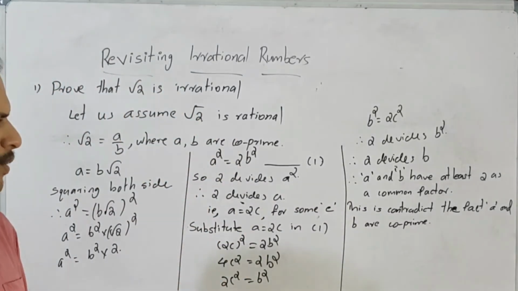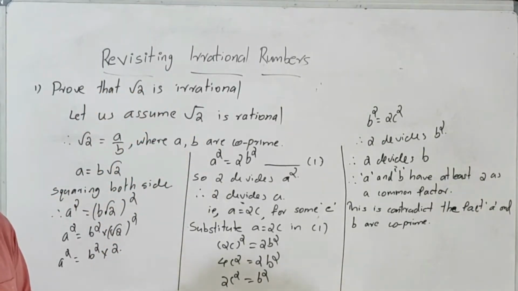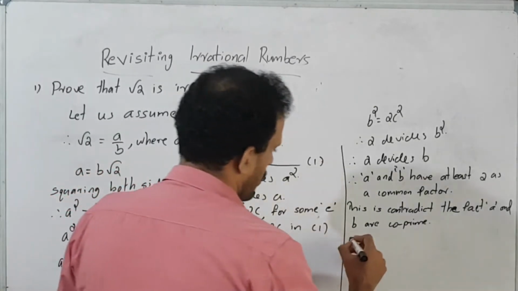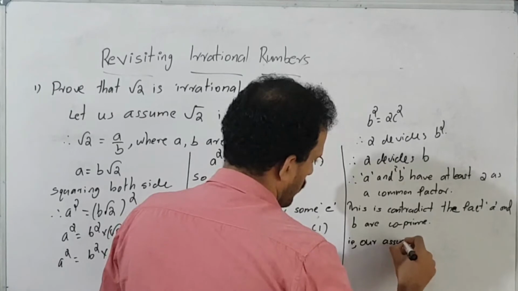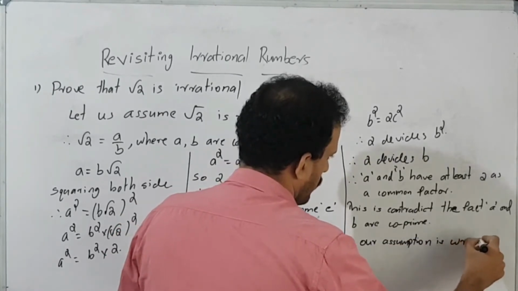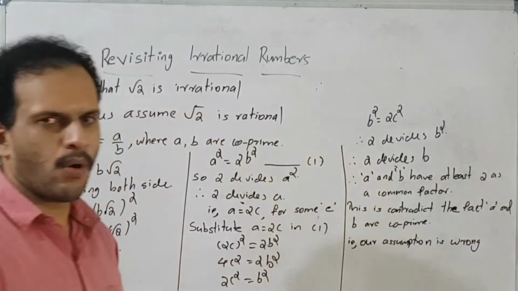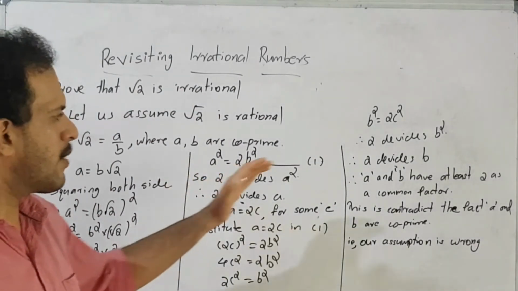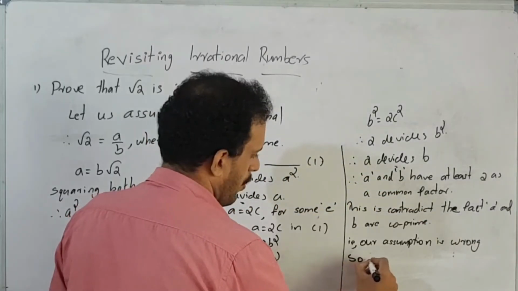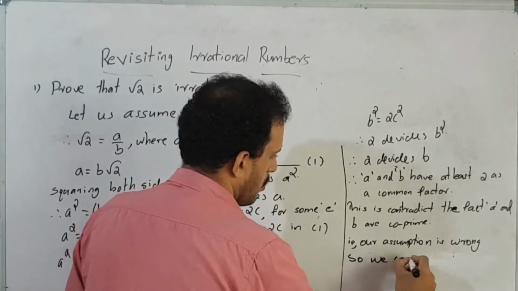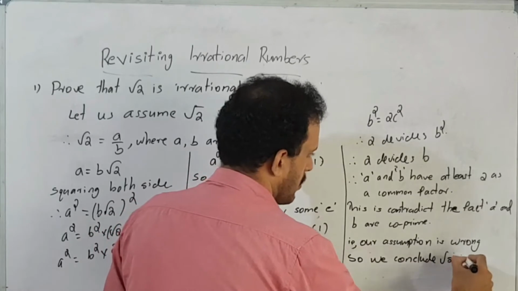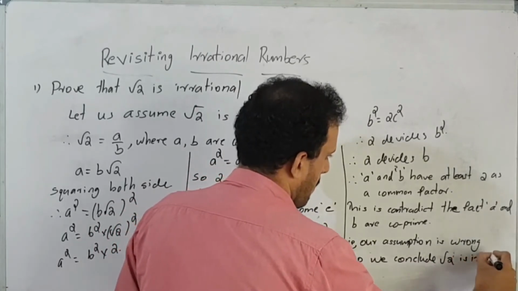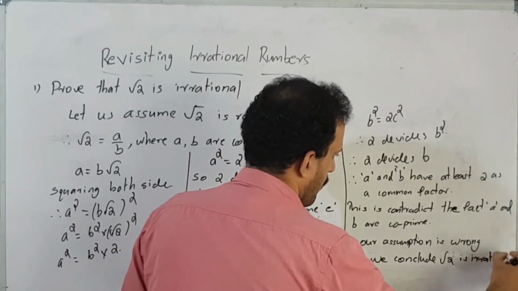So let us conclude here. Our assumption is wrong. That is why we got this contradiction. We conclude root 2 is irrational.